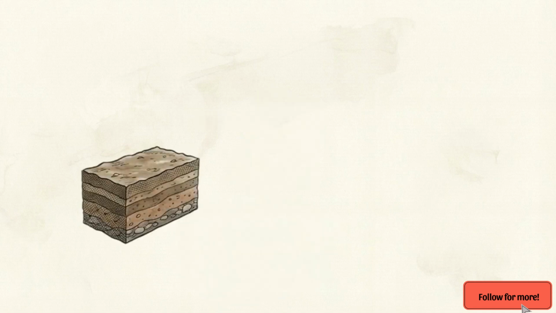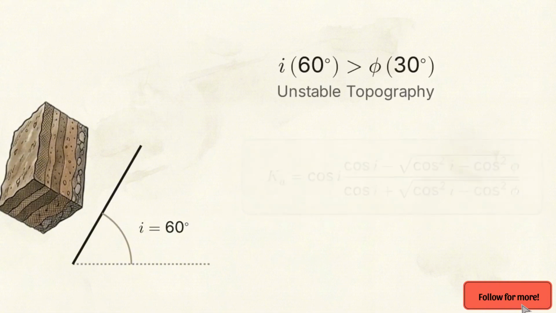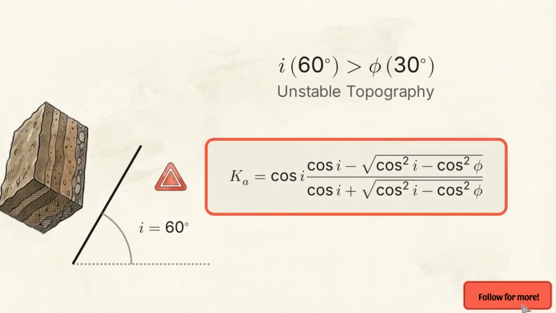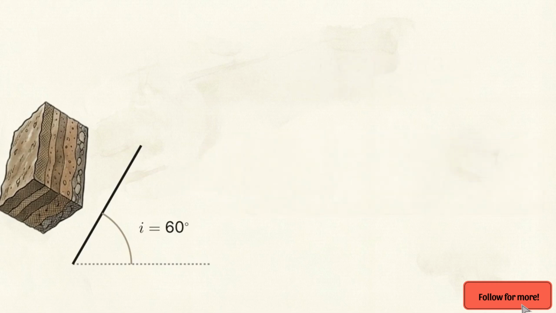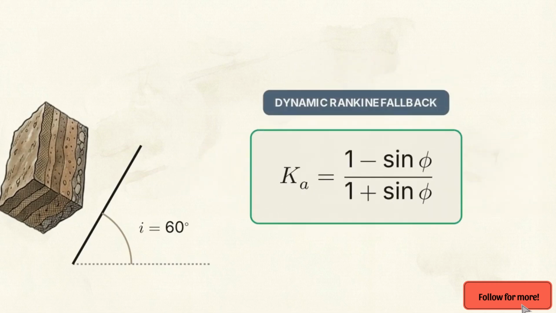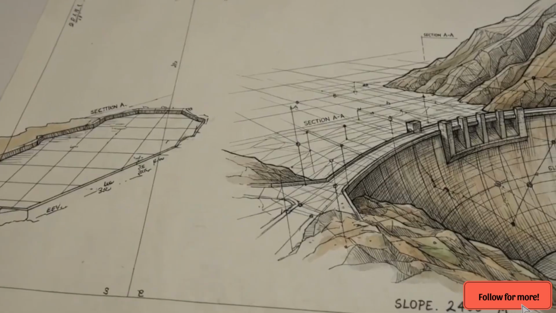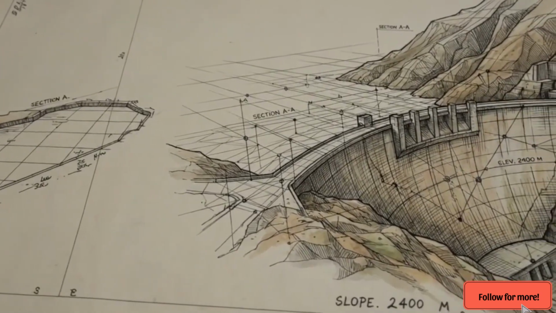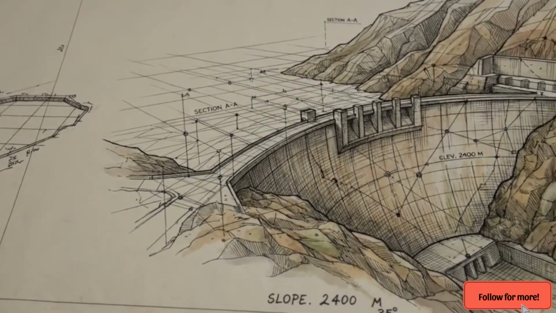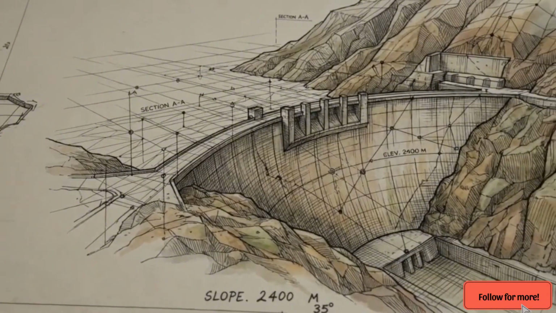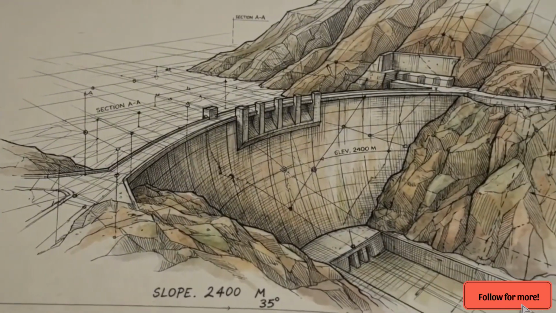If the mountain slope is steeper than the soil's internal friction angle, standard equations mathematically fail. The software detects this unstable condition and dynamically falls back to a horizontal backfill formula, maintaining conservative, safe limits without crashing. Complex trigonometric and topological structural resolutions are handled entirely by the physics engine, removing human guesswork from the equation.